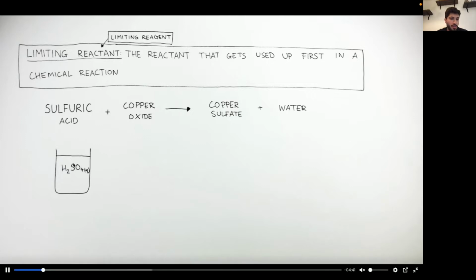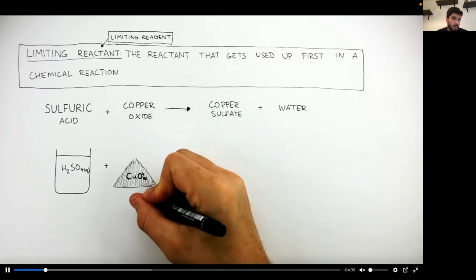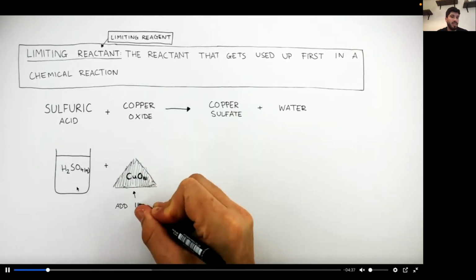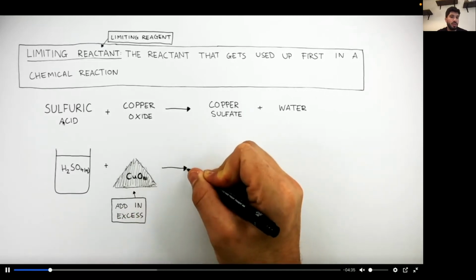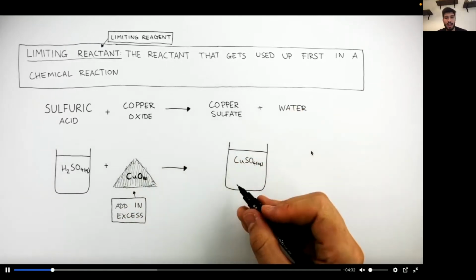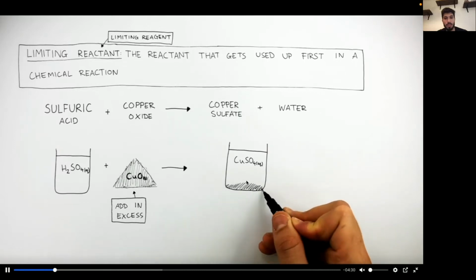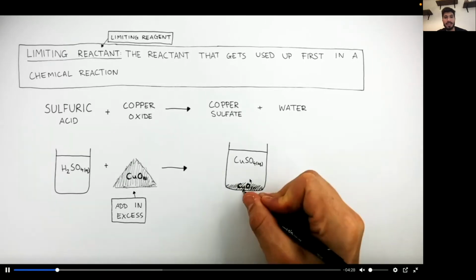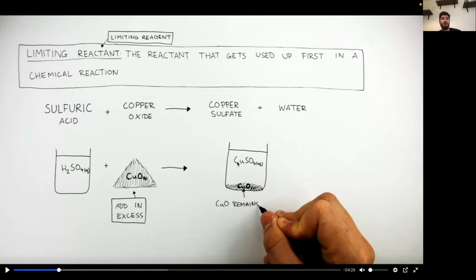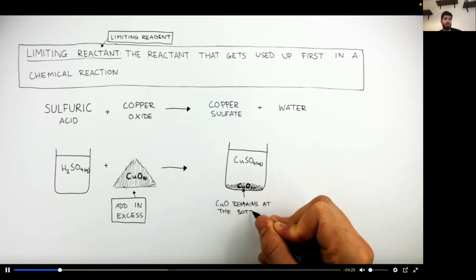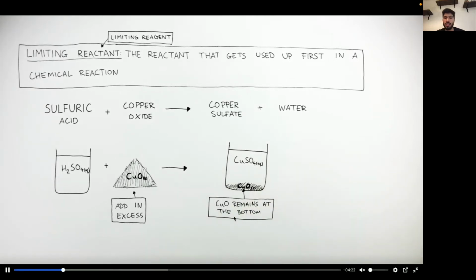So look, here we have sulfuric acid and we add copper oxide in excess. This is to ensure all of the sulfuric acid has reacted. We then get copper sulfate, and at the bottom of the beaker is the excess copper oxide. We know that the reaction has stopped when there is no more fizzing at all, and the copper oxide stops reacting and then remains at the bottom. Those are observations of what you can see to know the reaction has finished.